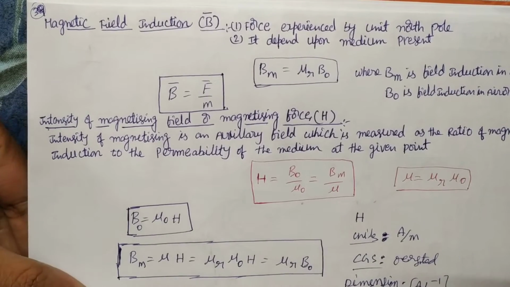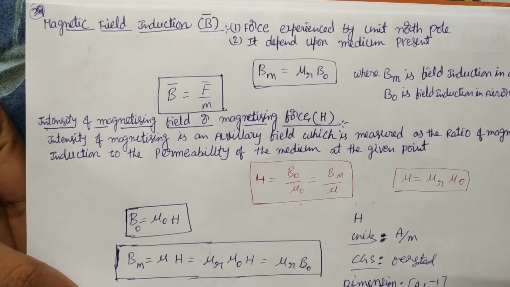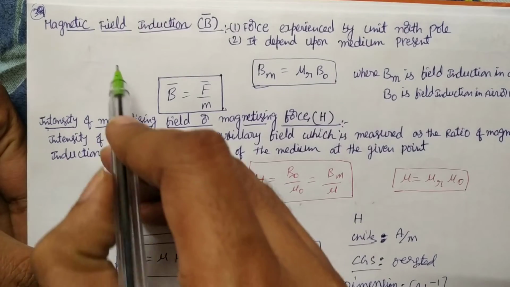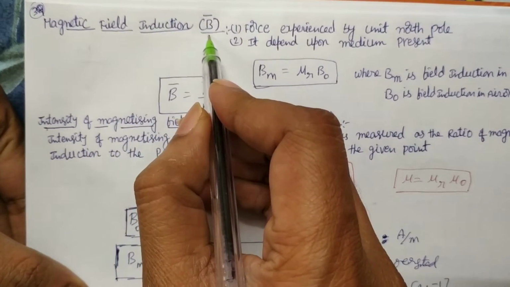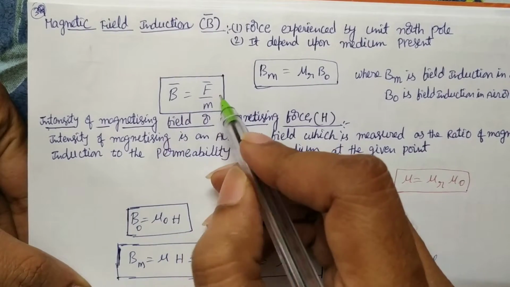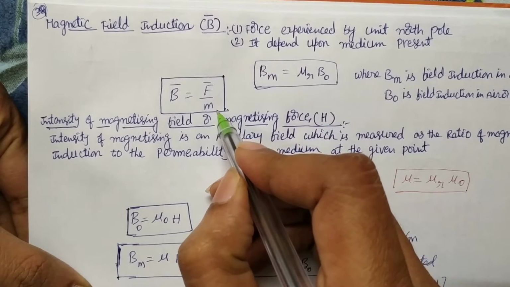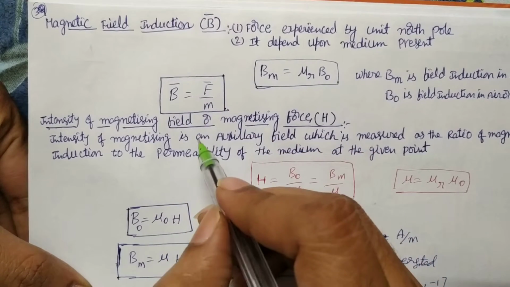Now we'll see different parameters of magnetic fields. First one, magnetic field induction, represented with B. Already we discussed what is the magnetic field induction: force experienced by unit north pole, that is F by M. Of course, B is a vector quantity.